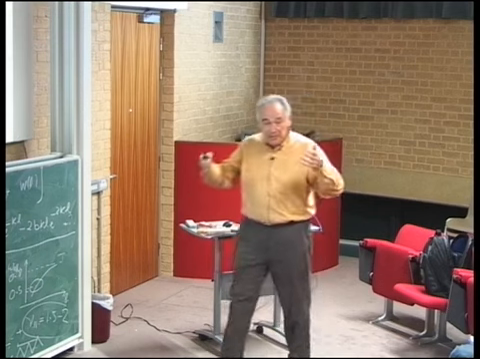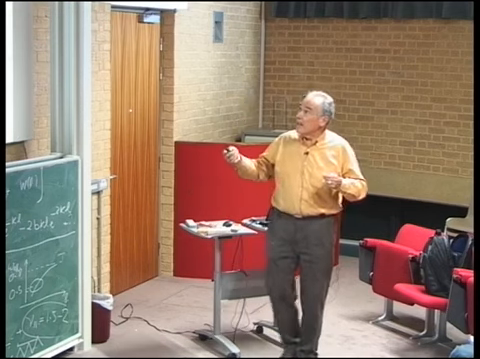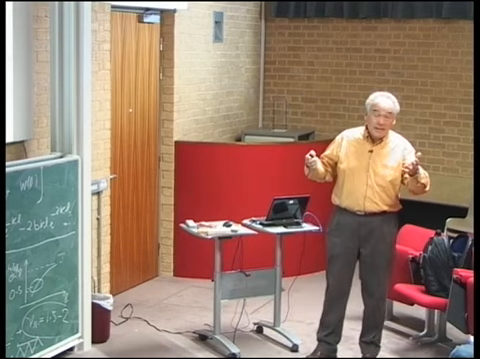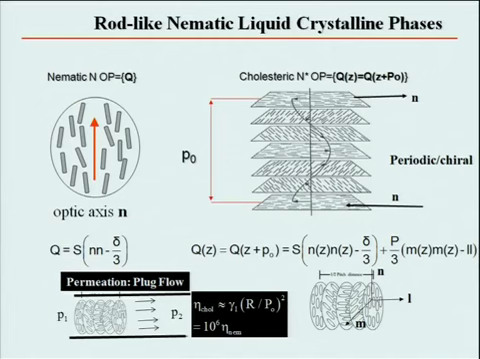So the type of phases I'm going to be talking about today are rod-like nematic liquid crystals that display nematic order. I put rod-like just because, at equilibrium, I want to describe uniaxial phases. And also cholesteric phases. Sometimes the nematic is called the N phase, and N star denotes the cholesteric phase.